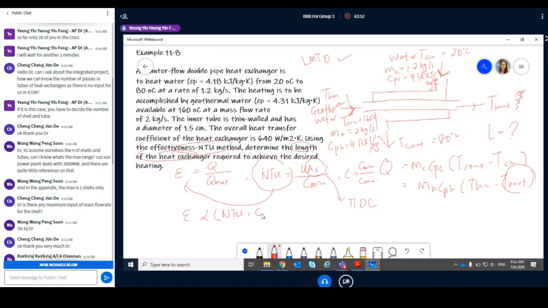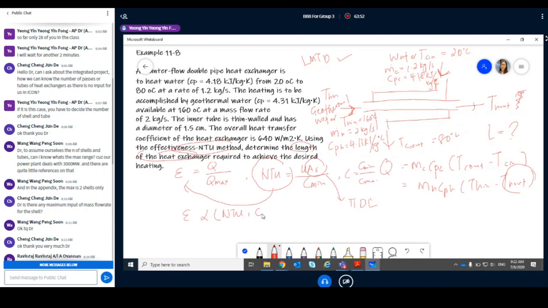Then you can easily get the L. Diameter also given over here, which is equal to 1.5 cm. Isn't it? This is the way how you do the analysis. Okay? So you can proceed.